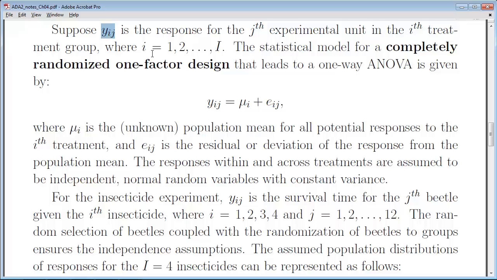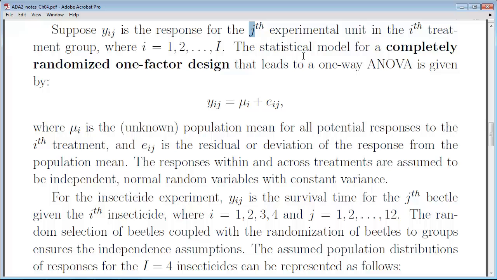So suppose Yij, where Y here is the response. In the case of our beetles experiment, that is the survival time. I and J are subscripts. They're going to each indicate a different piece of information. J is going to be the experimental unit, so that will count from number 1 up to 12 within group I. So I is the treatment group. We have 4 treatment groups in the beetle experiment, and in each treatment group we have J, which goes from 1 to 12, enumerating the 12 beetles.